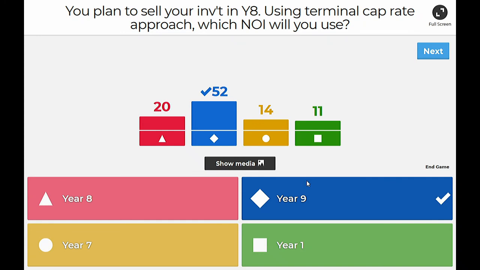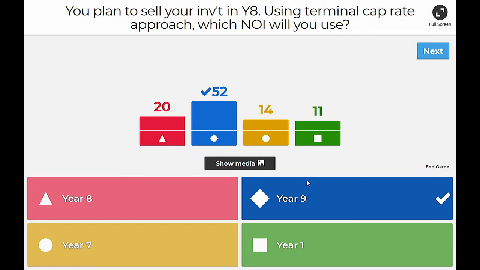So with the terminal capitalization rate approach, to determine the value of the property when we're terminating the ownership of it, so sale, for example, we still take the ratio of NOI and divide that by the cap rate to determine the value of the property. The question is which NOI you take.